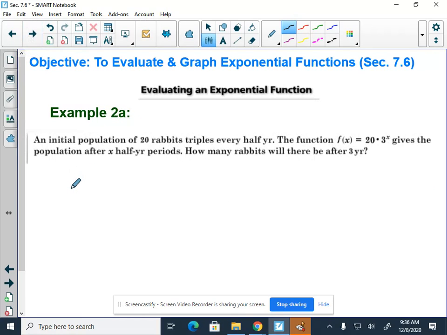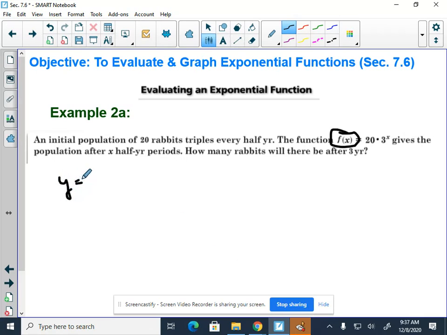Okay. So now, writing some exponential functions. An initial population of 20 rabbits triples every half year. The function is f of x. Now remember, f of x, when we were doing things on the calculator, when we had to add those different graphs, we'd say tab. It would always say f of x in there. So let's remember f of x is, again, just y.